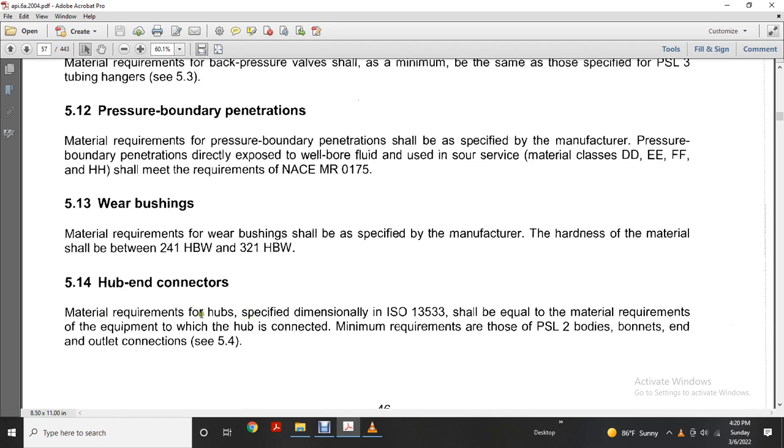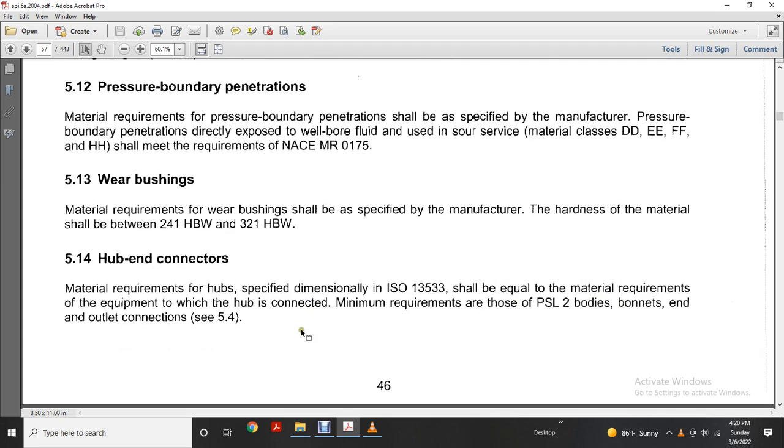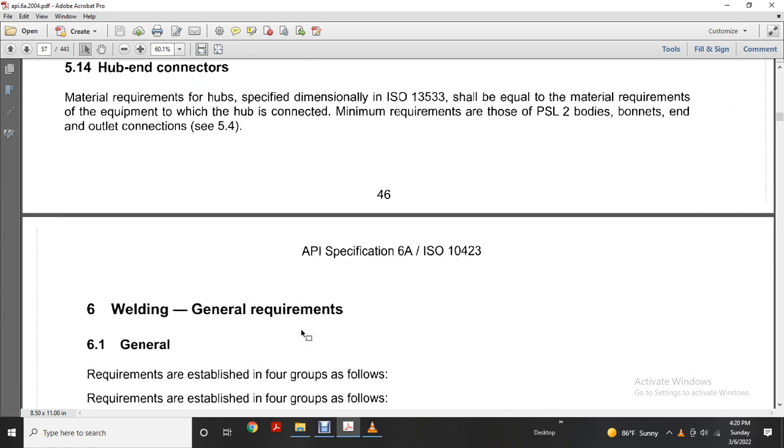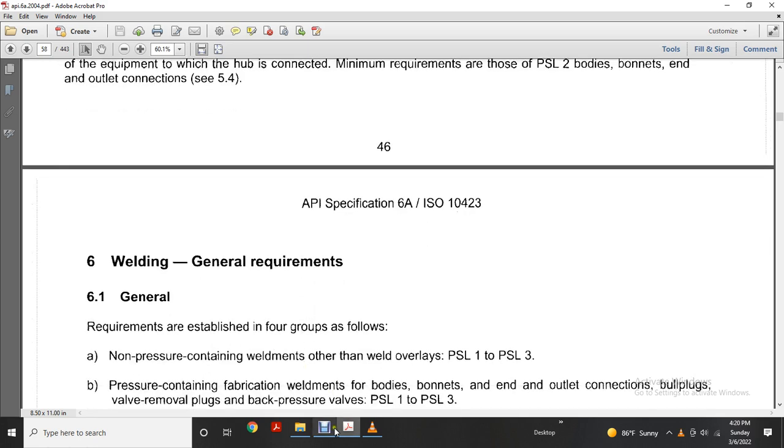Hub end connectors. Material requirements of hubs and specified dimensions, ISO 13533, shall equal the material requirements for each equipment to which the hub is connected, with minimum requirements for the PSL 2 body, bonnets, and outlet connections of 5.4. And Chapter 6, welding, general requirements, and we'll get to that.